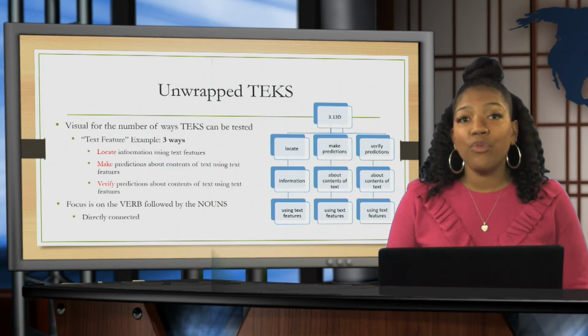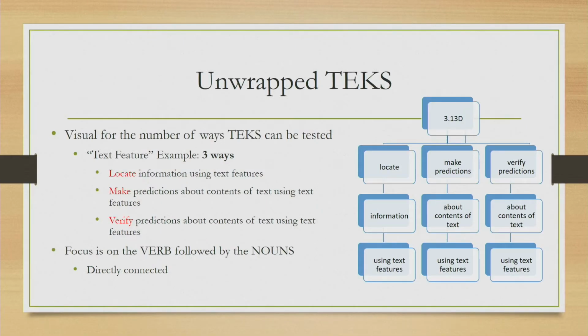So let's take a look at unwrapping the TEK a little deeper. For visual, I want you to visualize the number of ways that the TEK can be tested. With our example about text features, it can be tested in three different ways: by locating the information using text features, by making predictions about contents of text using text features, and by verifying those predictions about contents of text using text features. So once again, if you focus on the verb first and then follow it with the nouns, you'll see that everything is directly connected and that there are three different ways you can test that one particular TEK.